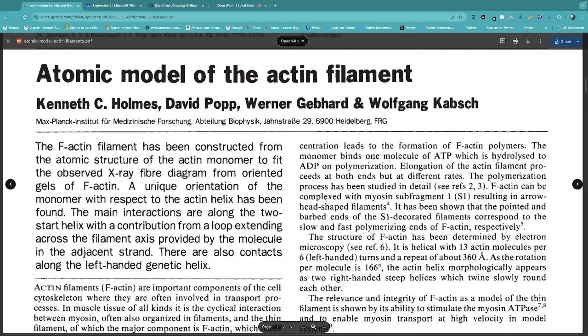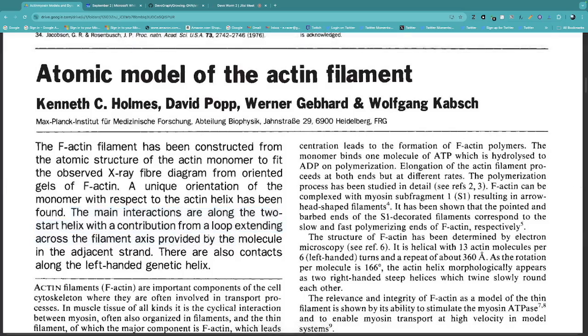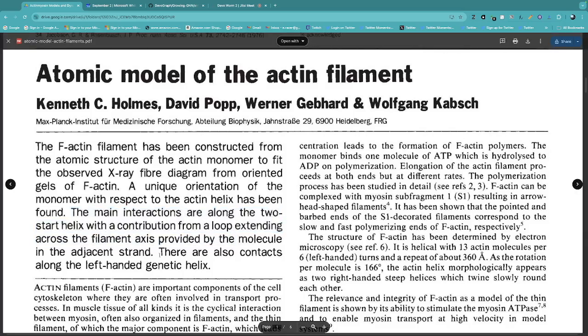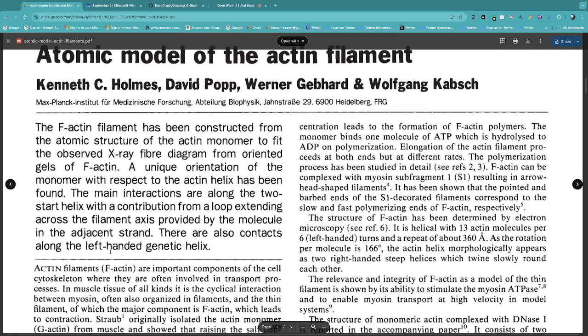So this is where they're looking at the X-ray crystallography of the structure of this molecule. The main interactions are along the two-start helix, with a contribution from a loop extending across the filament axis provided by the molecule in the adjacent strand. There are also contacts along the left-handed genetic helix.